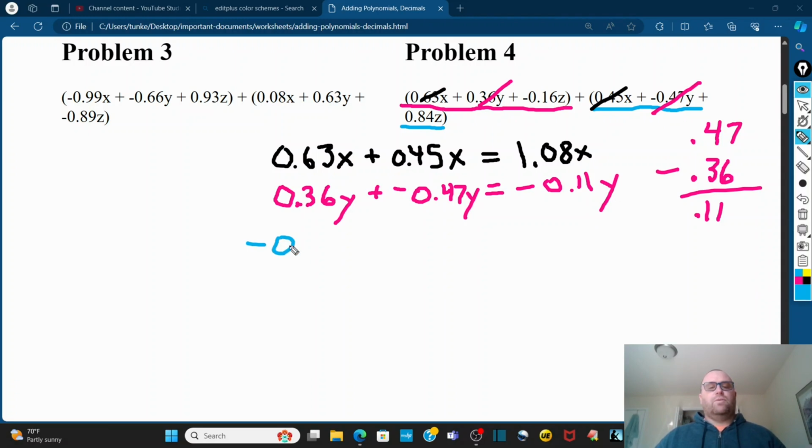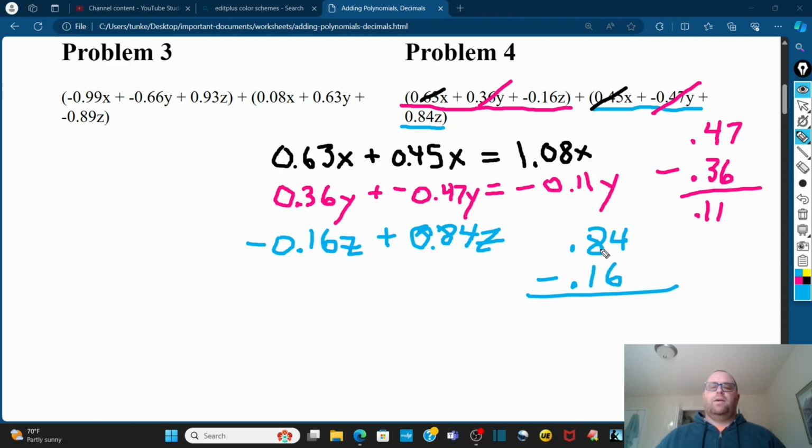So now we have negative 0.16z plus 0.84z. So we're going to take the 0.84 and we're going to subtract the 0.16 because the 0.84 is further away from 0. We're adding numbers with different signs. Okay, so if I do that, I'm going to borrow from the 8 here. 14 minus 6 is 8. 7 minus 1 is 6. So that's a 0.68, and it's going to stay positive, so it's 0.68z. The reason it's staying positive is because the positive number is further away from 0 on the number line. Okay, so we're taking care of the z's.